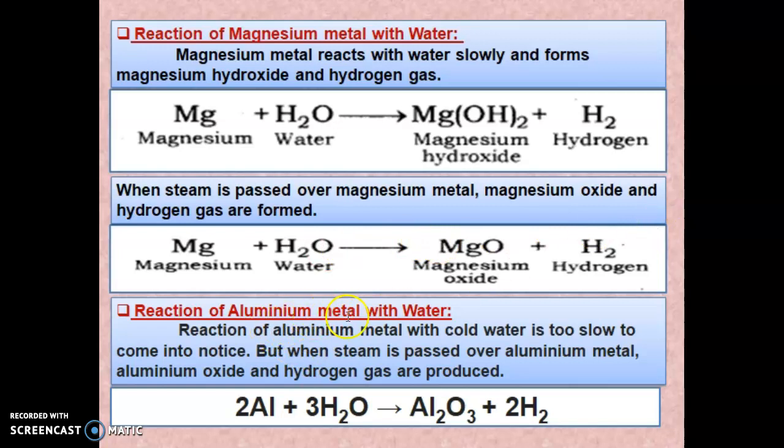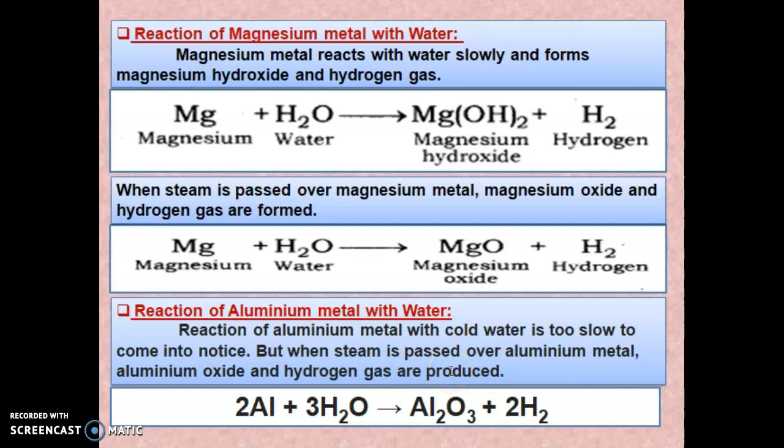Next, the reaction of aluminum metal with water. The reaction of aluminum metal with cold water is too slow to come into notice. So aluminum will not react with cold water. It is very slow. When steam is passed over the aluminum metal, aluminum oxide and hydrogen gas are produced. Here it is also the same.